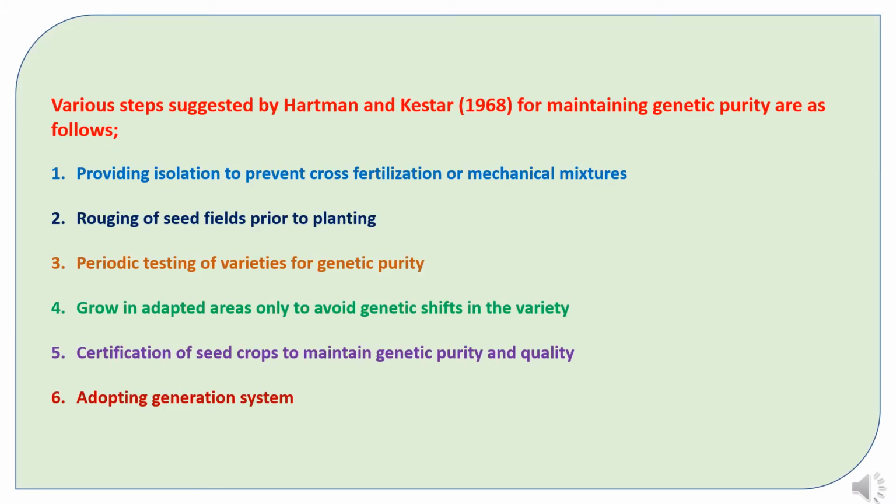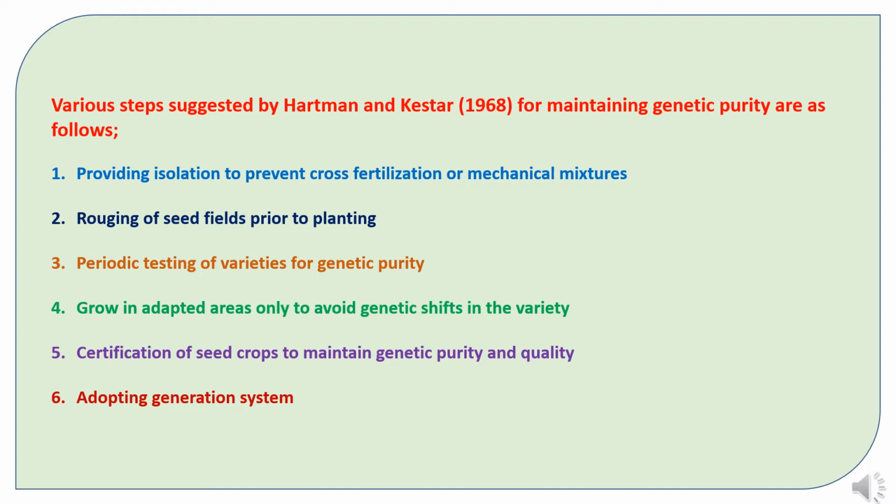In 1968, Hartman and Kester suggested some methods to be adopted and followed to maintain the genetic purity. First one is providing isolation to prevent cross-fertilization or mechanical mixtures. This isolation refers to the distance which is required to maintain between the seed production field with other species of same crop to avoid any contaminations during fertilization, crossing period, pollination and avoid any mechanical mixtures after harvesting.